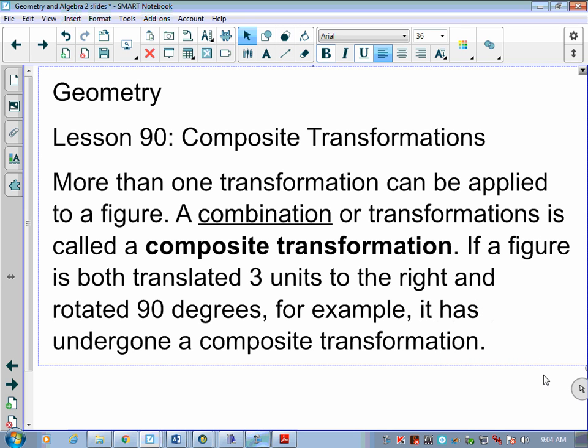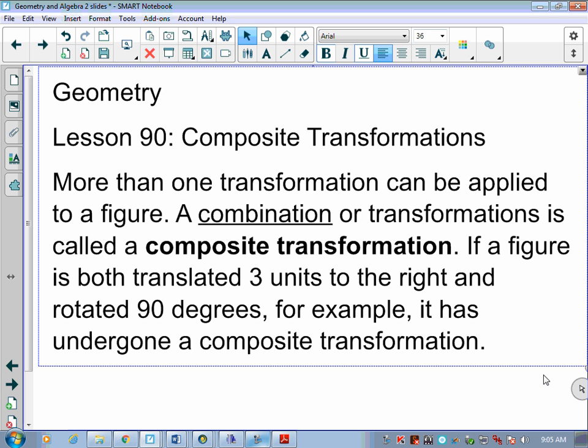Geometry, lesson 90, composite transformations. This is probably the fifth lesson we've had on transformations. We had an introduction to transformations, then a specific lesson on reflections, a specific lesson on translations, a specific lesson on rotations, and now we're back.